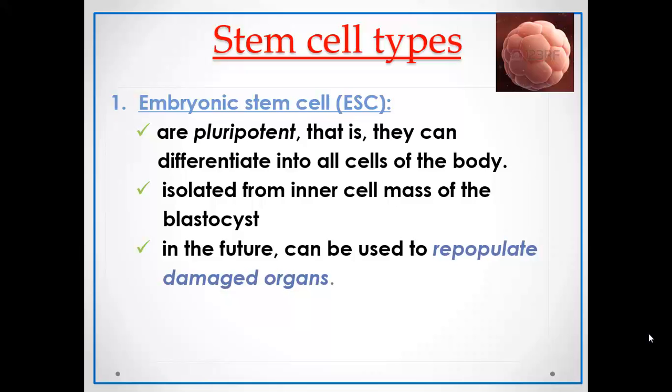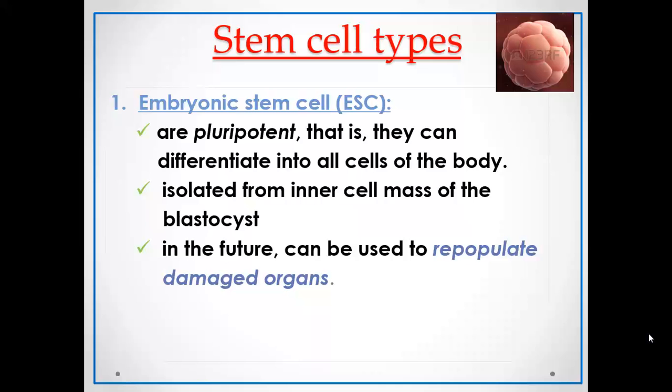We will extract the stem cells from the embryo, from the inner cell mass of the blastocyst, and under proper culturing conditions, proper growth factors, mediators, and so on, hopefully science will be able to repopulate damaged organs like liver, like brain, like muscles, by this type of stem cell.